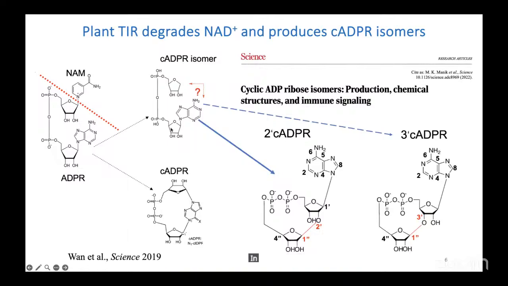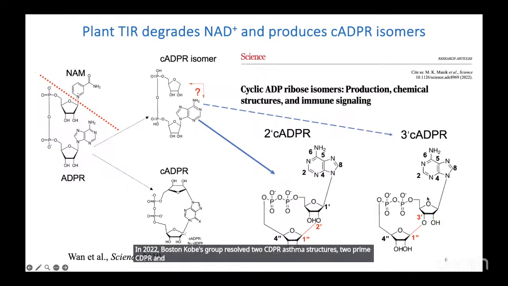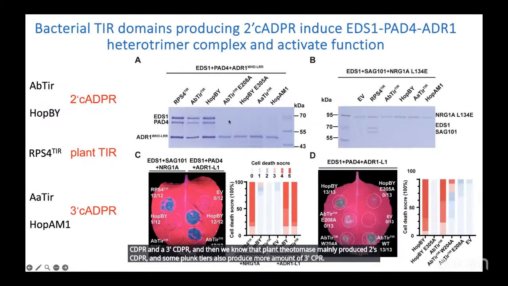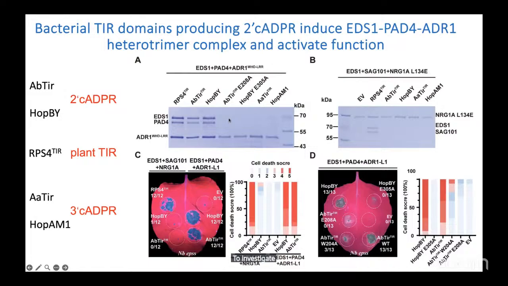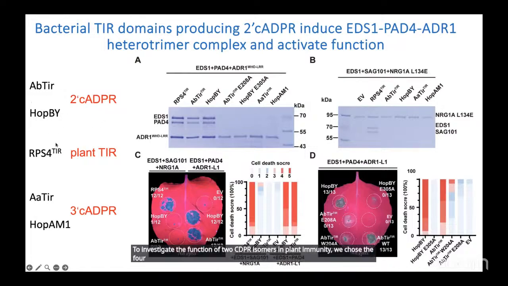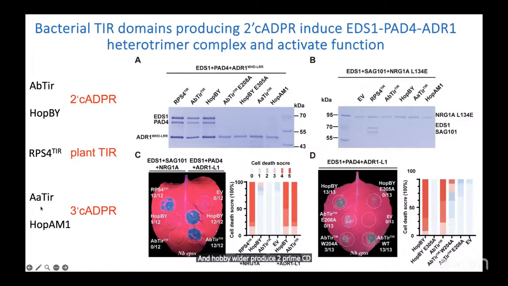In 2022, Bostjan Kobe's group resolved 2 cADPR isomer structures, 2' cADPR and 3' cADPR. And then we knew that plant TIR domains mainly produce 2' cADPR, and some plant TIRs also produce a small amount of 3' cADPR. To investigate the function of the 2 cADPR isomers in plant immunity, we chose 4 bacterial proteins: AbTIR and HopAM1 that produce 2' cADPR, and AaTIR and HopAA1 that produce 3' cADPR.